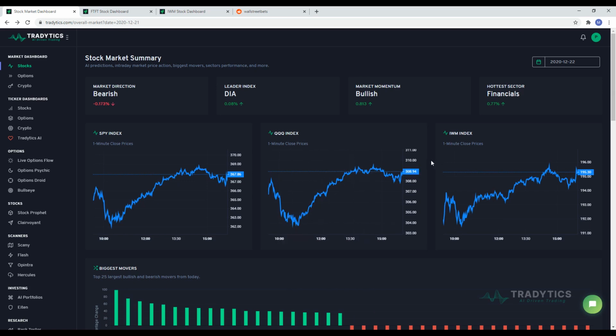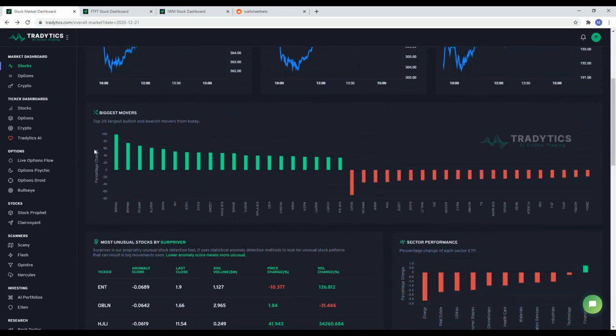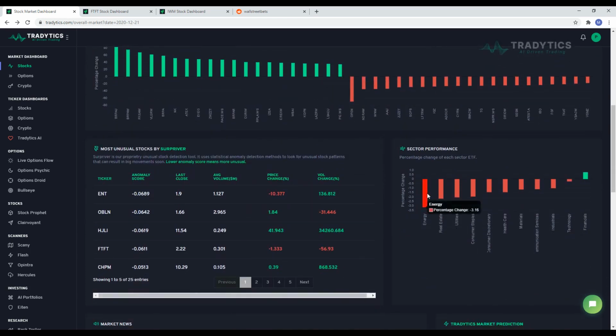Next comes the biggest movers widget. This widget is particularly useful for day traders as they can trade these big moving and high volatility stocks to garner profits. When you hover over any stock, you can see the total percentage increase in it for today. On the right next, we have our sector performance widget that depicts the performance of each sector for the current day. This is useful to understand broader trends across sectors.